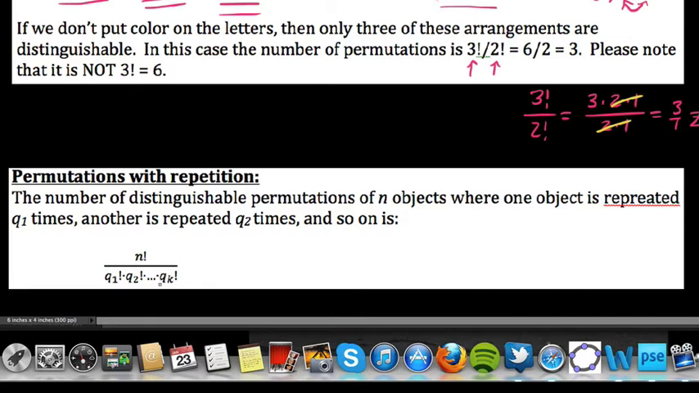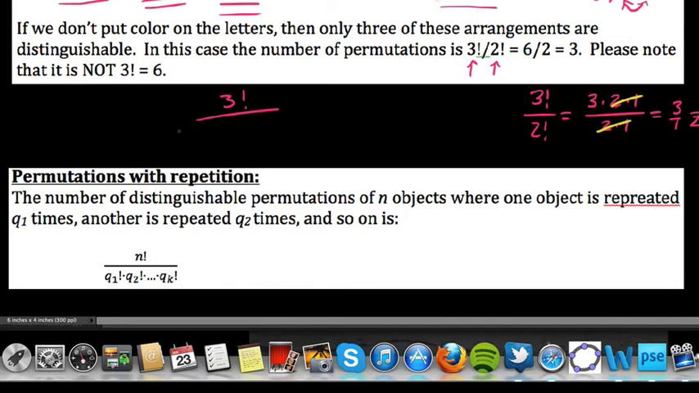So looking at the example that we just did, we could have just put it this way. We say, well, there were 3 objects we were choosing from, so that's our n. So we'd say 3 factorial. Now, this is over the factorial of how many times each individual thing occurs.